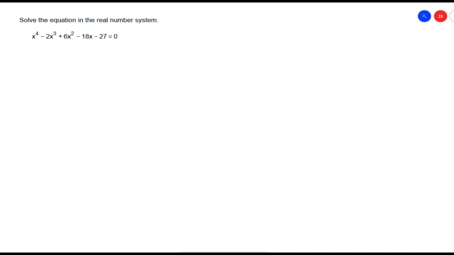This is the real zeros of a polynomial function, and I'm looking at this example here, and it's to solve the equation in the real number system. That means we're only looking for real solutions. We're not looking for the imaginary solutions. And we can have up to 4 real solutions in a 4th degree polynomial. If it was a 7th degree polynomial, we could have up to 7 solutions.